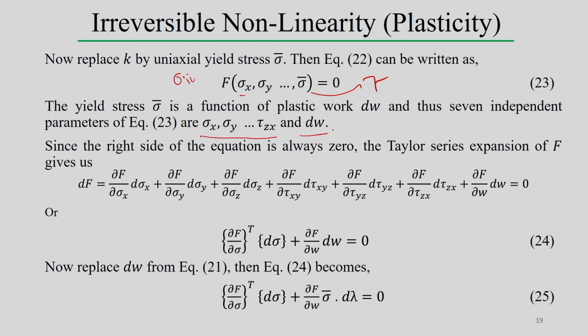Assuming dW is the plastic work done, all these 7 independent parameters we can consider. Now, the right side of the equation is always 0. So, you can see the right side of this equation is always 0.